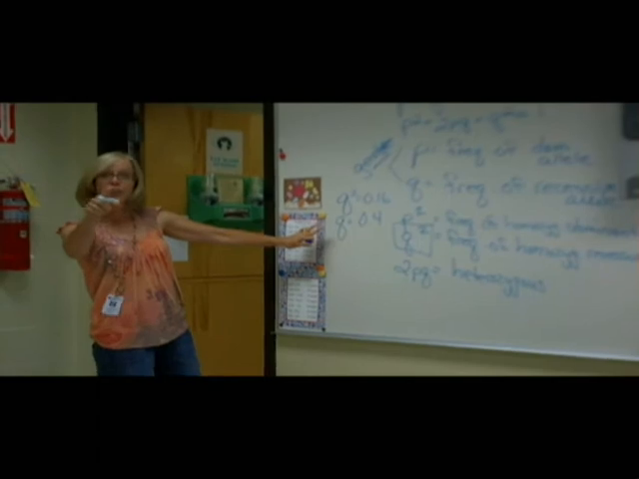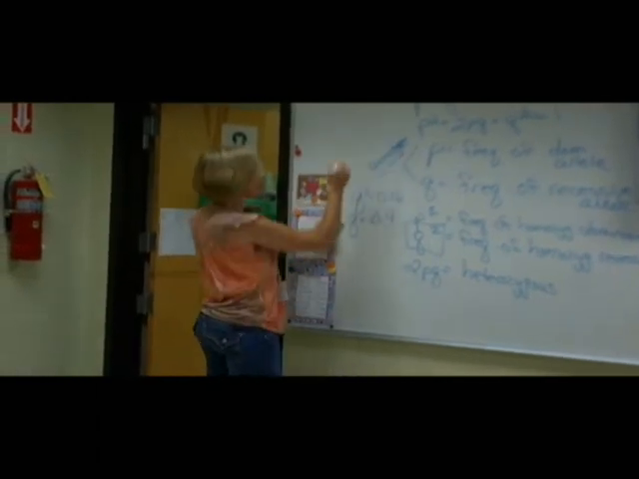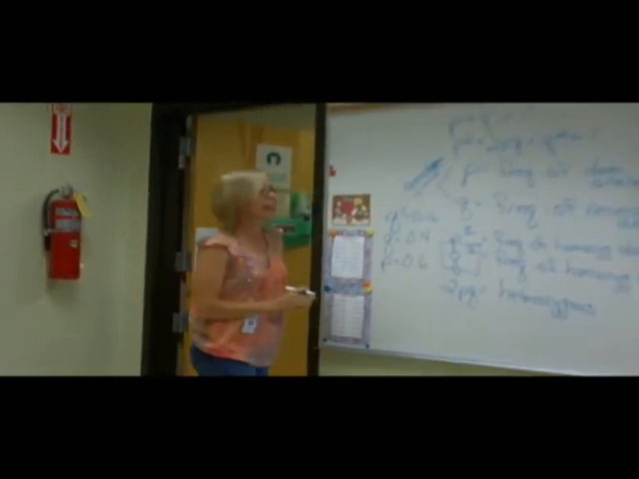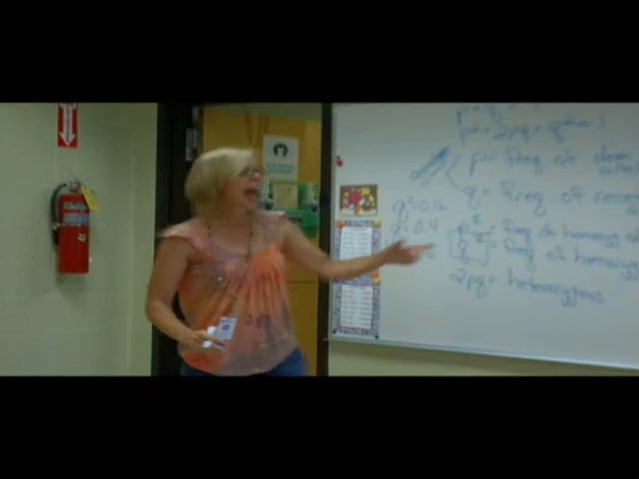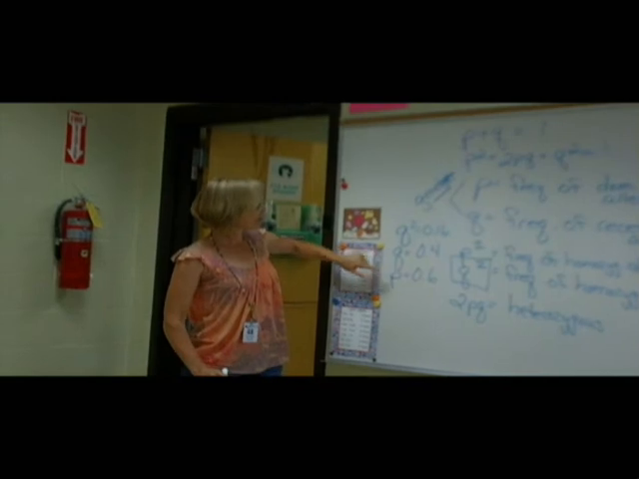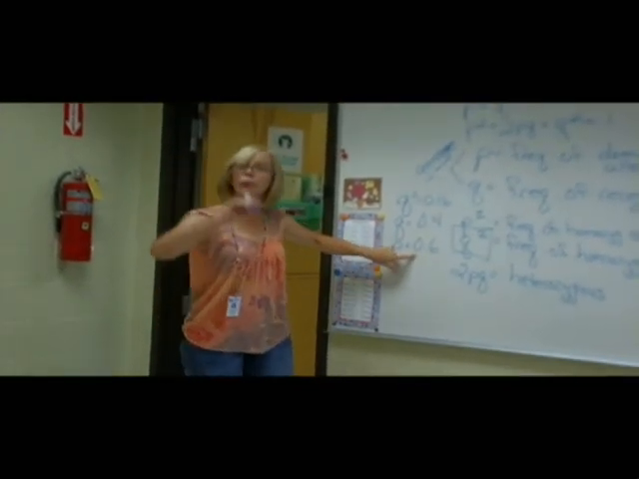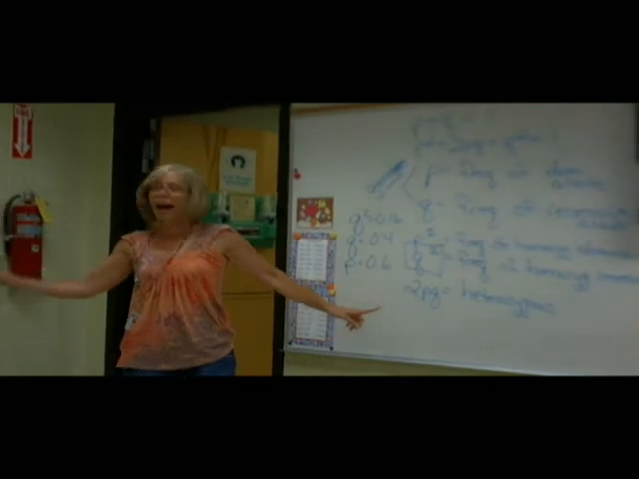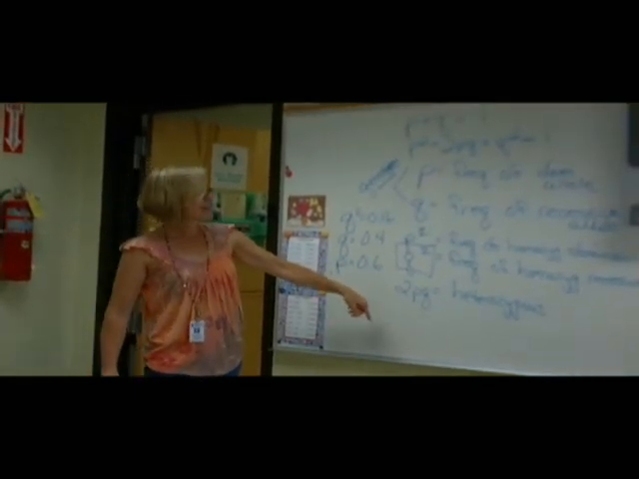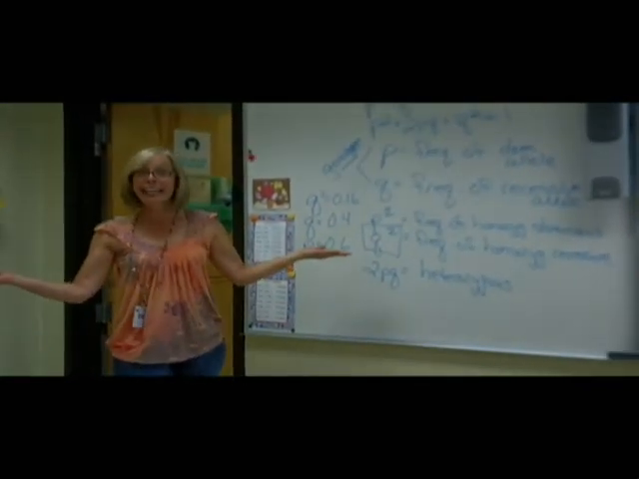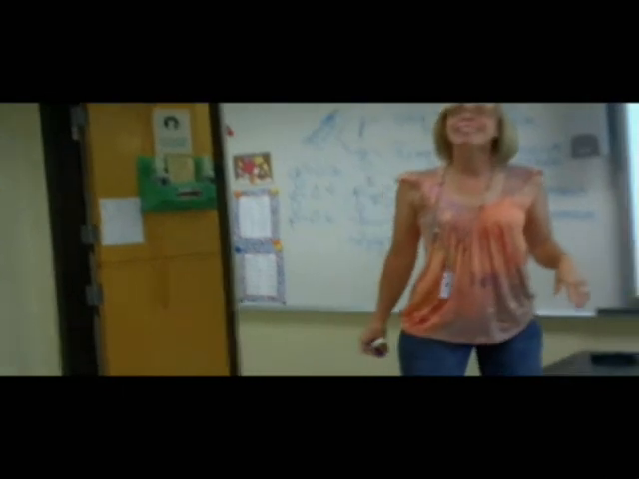Okay. If we know Q, what can we find out? P. We can find out P. So what's P? 0.6. Very good. What we want to do now is how many big B's do we have? Square that, right? 0.6 times 0.6 is 0.36, so we have 36 big B's. How many big B, little b's do we have? 36 minus 84? 36 minus 84, very good. And how many white cats do we have? 16, because you have been given that.